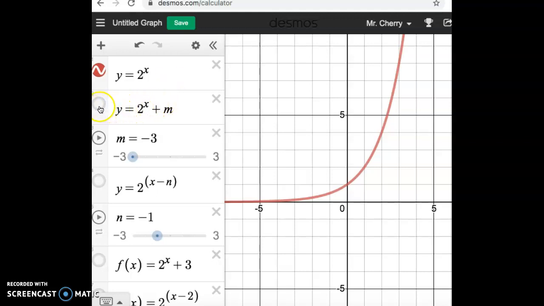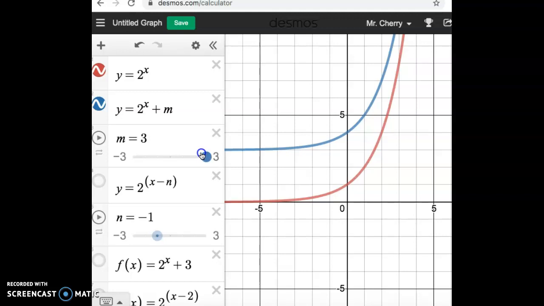So what I'm going to do is click on this equation that I've written. And I've already created a slider. So let's set m at 0, meaning if we look at this blue curve here, that is the same as what we started with. Now, I want you to notice what happens as I change the value of m, meaning what happens as I add something to this equation. What happens to the graph?